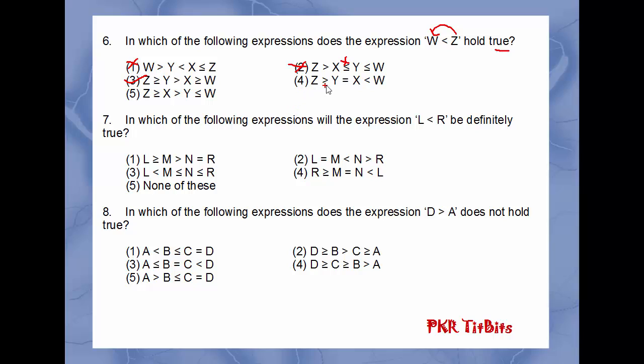Z to Y equal to X, so we can go from X to Y, and also we are stuck here. So this is a wrong option. In the fifth option, Z greater than X, X greater than Y, and we are stuck here. So this is also a wrong option. So the valid option is option 3.